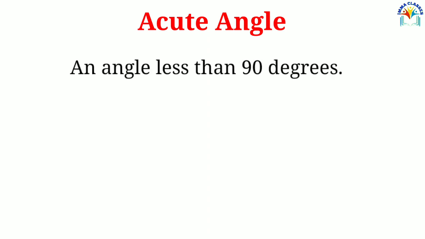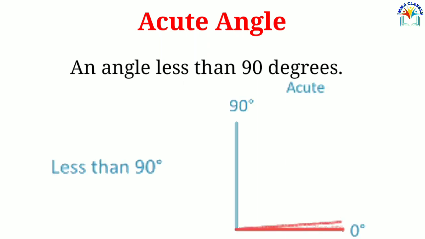Number 1. Acute angle. An angle whose measure is less than 90 degrees is an acute angle. The angle of 30 degrees is an acute angle. The angle of 45 degrees is an acute angle. The angle of 68 degrees is an acute angle. The angle of 50 degrees is an acute angle.